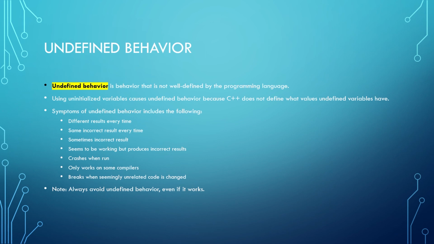So, undefined behavior. Undefined behavior is behavior that is not well defined by the programming language. So using uninitialized variables causes undefined behavior because C++ does not define what values uninitialized variables have. Symptoms of undefined behavior include different results every time, the same incorrect results every time, sometimes incorrect results, and sometimes it seems to be working but it produces incorrect results. It can sometimes even cause the program to crash, or it only works on some compilers, or it breaks when seemingly unrelated code is changed.